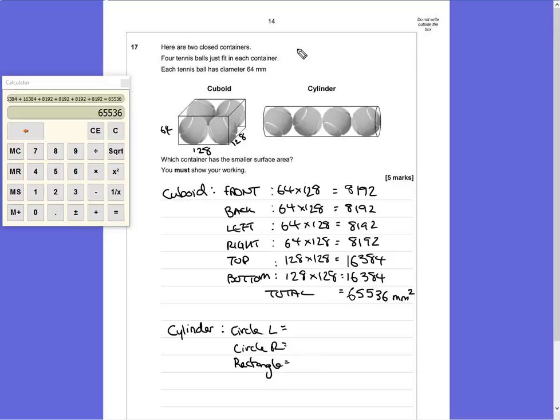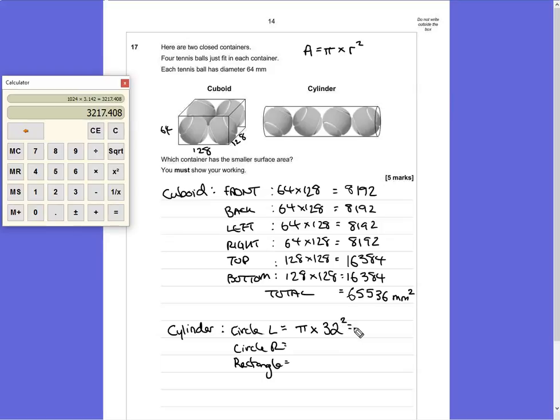Starting with the circles, we need to remember the first circle formula, which is that the area of a circle is equal to pi multiplied by the radius squared. For our circles, the radius is going to be half the diameter. So we multiply pi by half of 64, which is 32 squared. Let's work this one out first. 32 squared multiplied by pi. If you don't have a pi button, use 3.142 as a rough approximation.